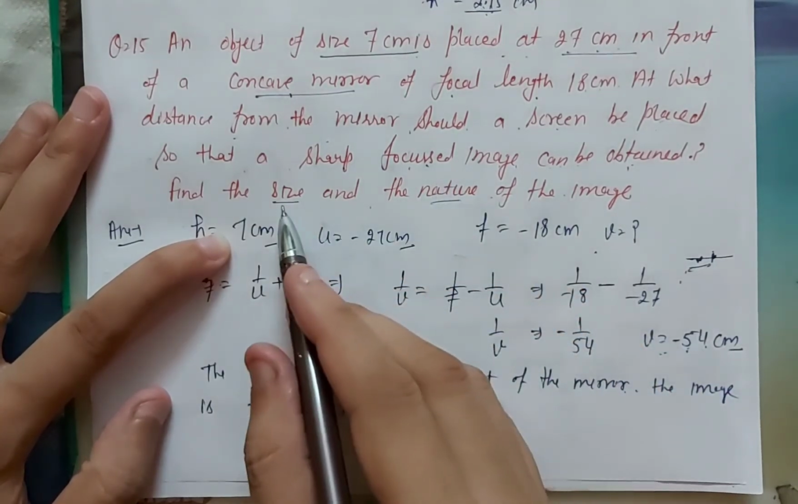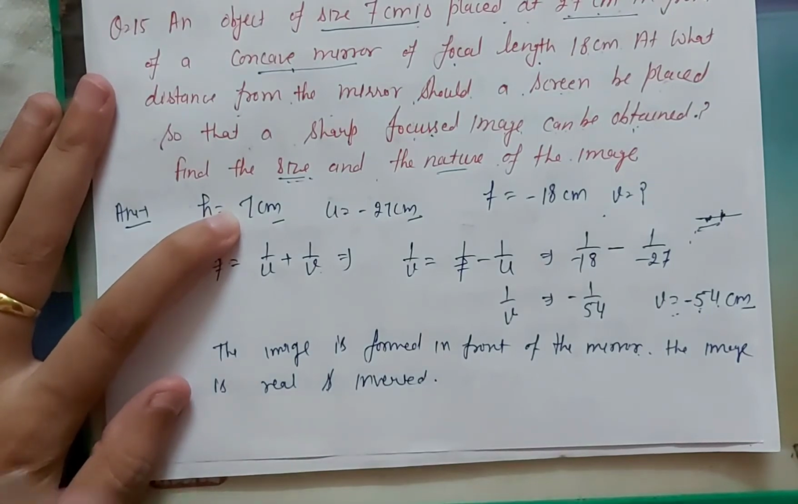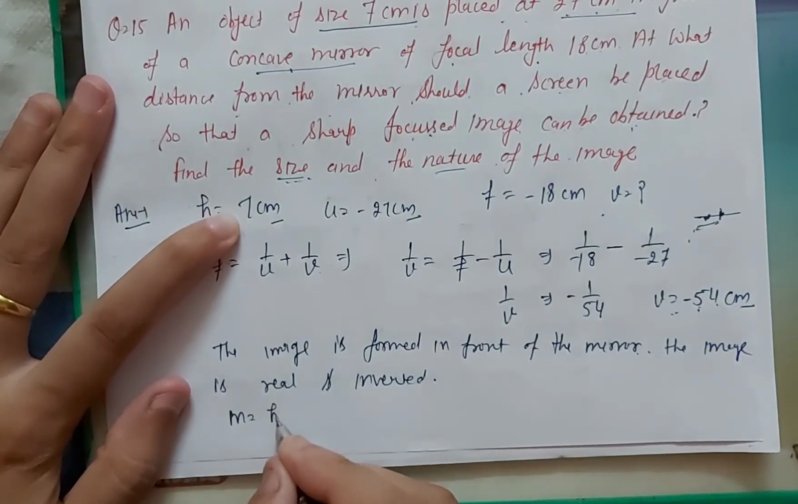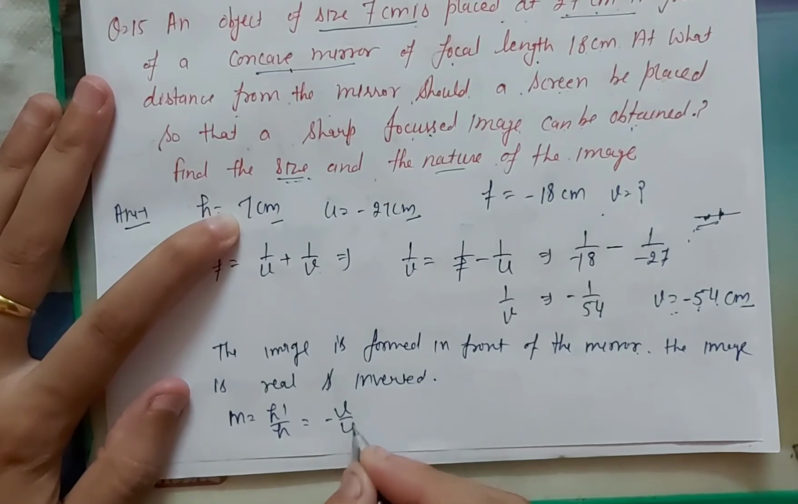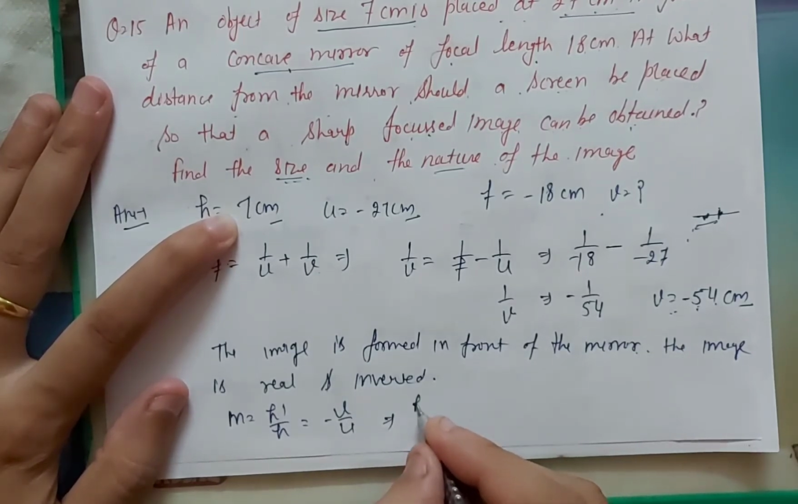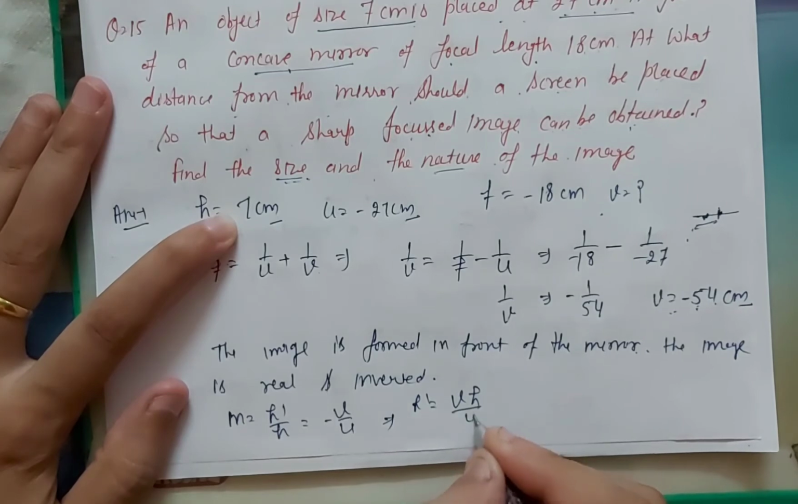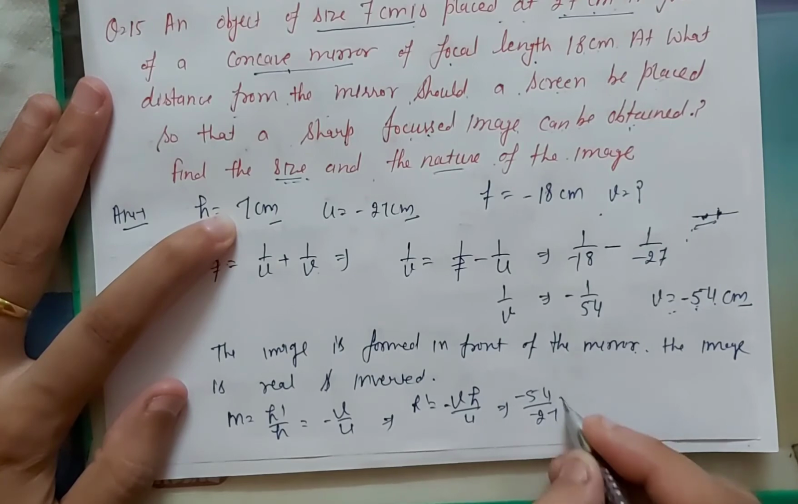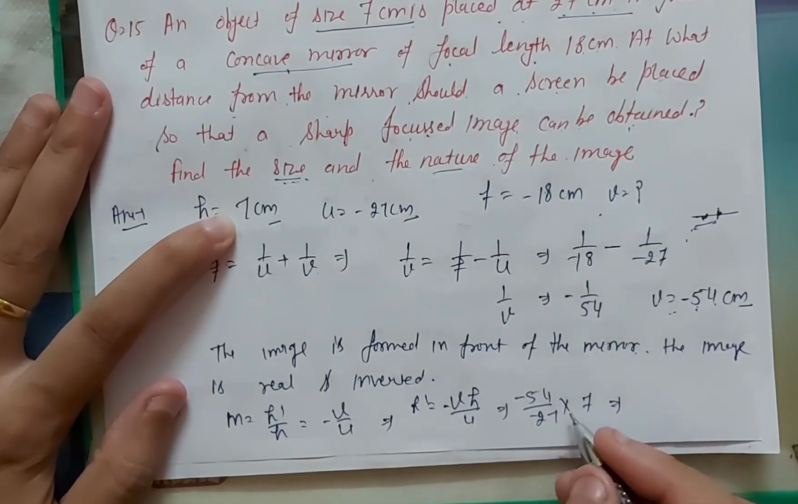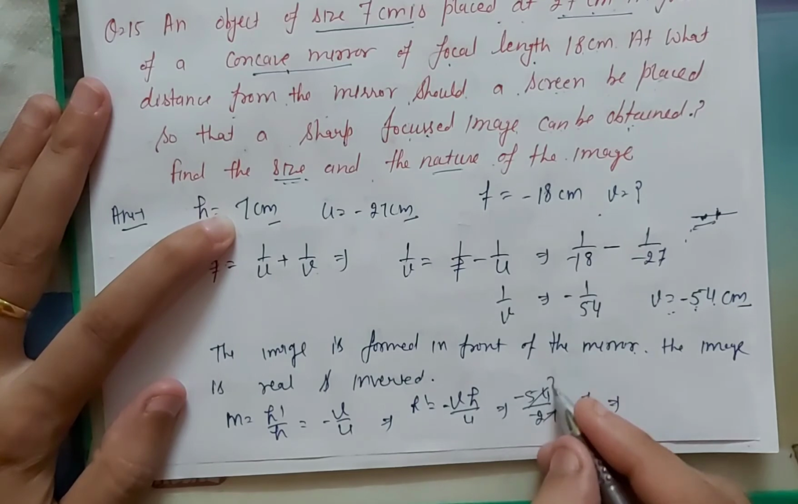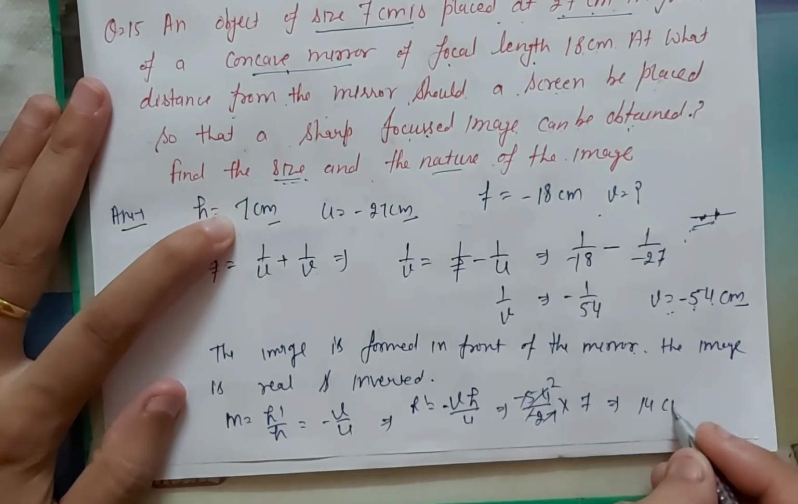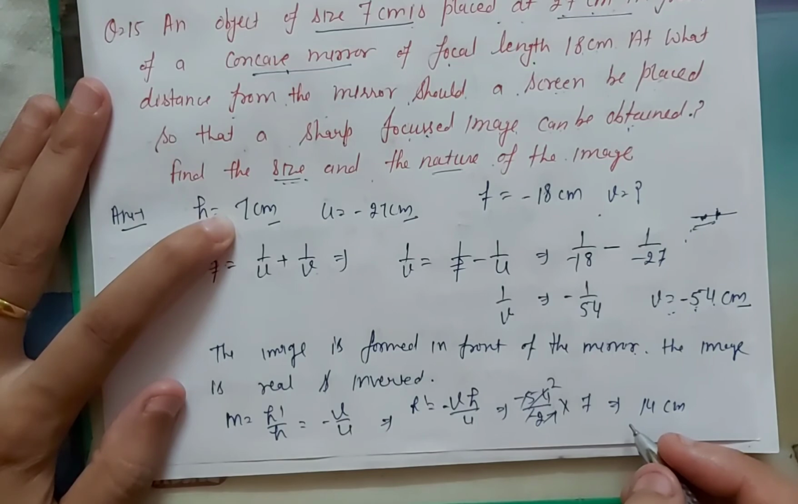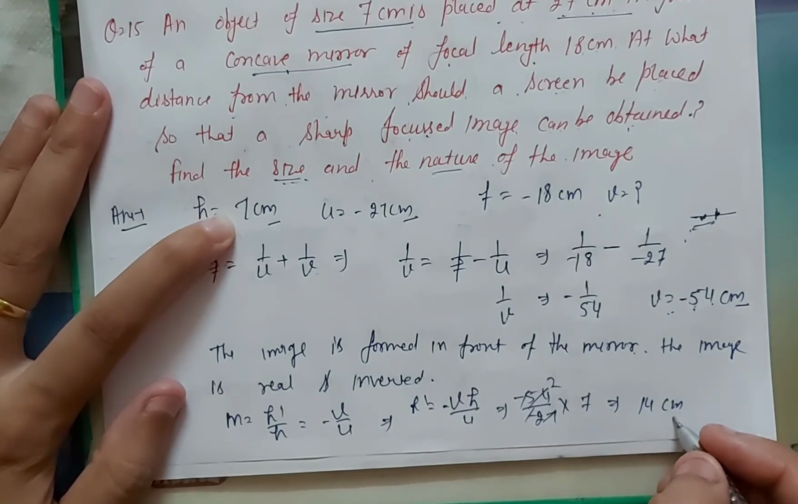So now we have to find out the size. So what is the magnification formula? Again we will apply h dash divided by h equals minus v divided by u. So put all the values. So when we cut it, it is 14 centimeter. So h dash is 14 centimeter.